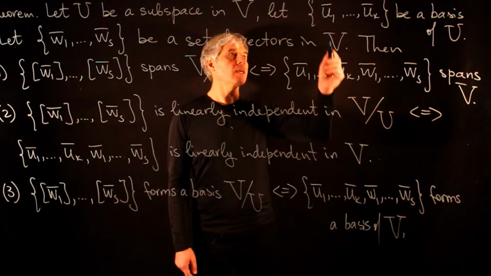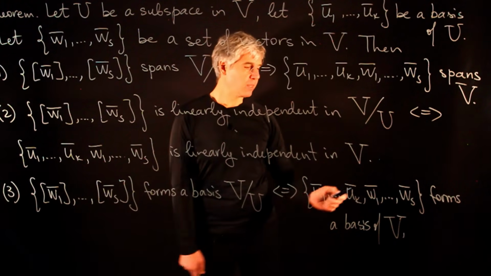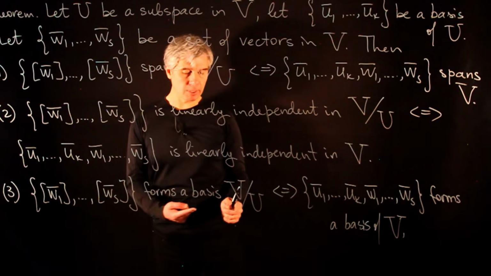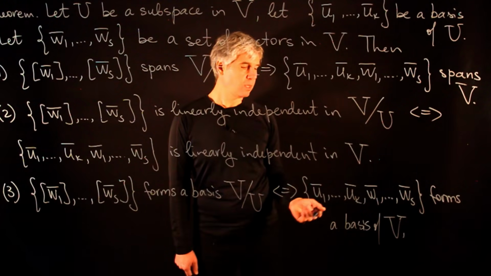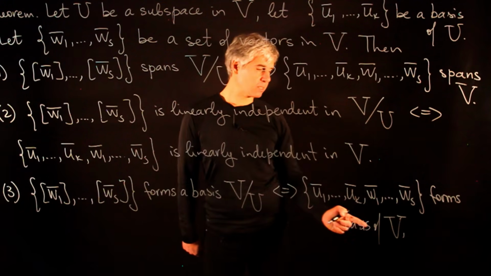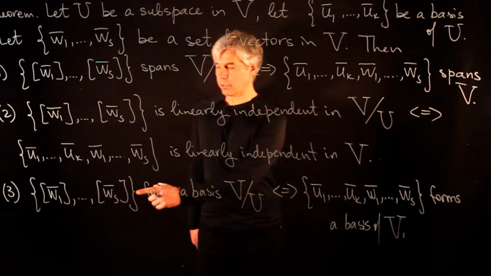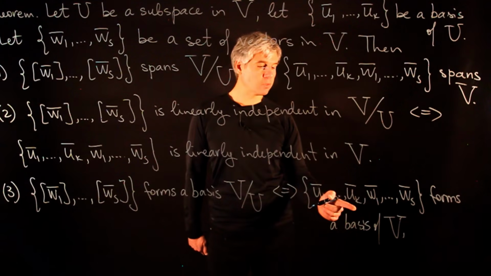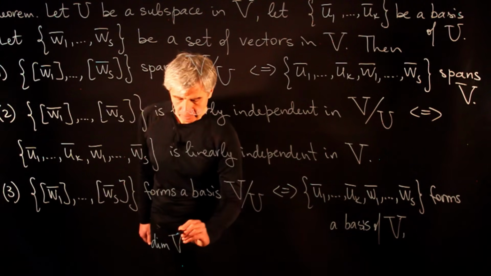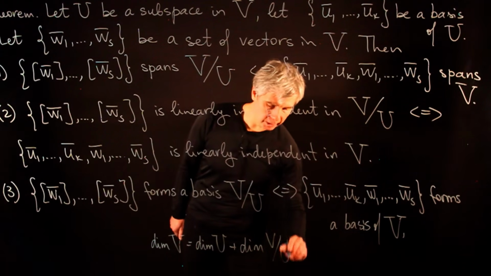For this, we need to take a basis in the subspace U and complete it to a basis of the space V. Then equivalence classes of the extra vectors that we added will form a basis of the quotient space V quotient by U. This construction also implies the dimension formula that we established, because here it says that the dimension of the space V is equal to the sum of the dimension of the quotient space, which is S, and the dimension of the subspace, which is K. So this says that the dimension of V is equal to the dimension of U plus the dimension of V quotient by U.